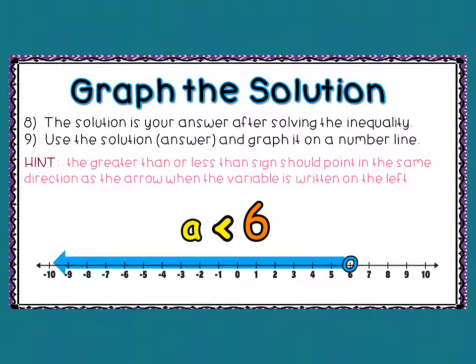Okay, so here's the answer. And so let's say you showed your work and you came up with this answer. A is less than 6. And you know right now that we hope that the variable's on the left-hand side. I'll show you what to do if it's ever not. It'll be really easy. So what you have to do now is graph it. So you need to decide if it's going to be an open circle or a closed circle. You need to decide if it's going to the right or if it's going to the left. So those are going to be some decisions that you're going to have to make.